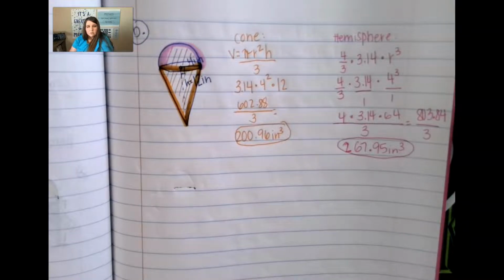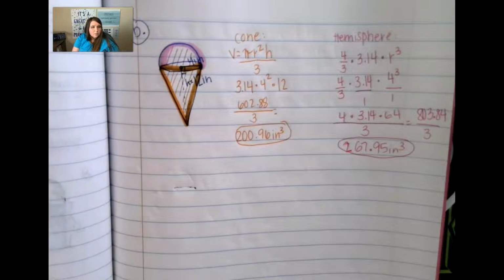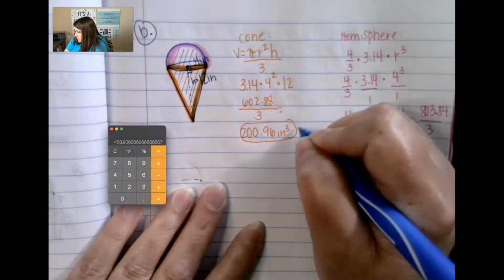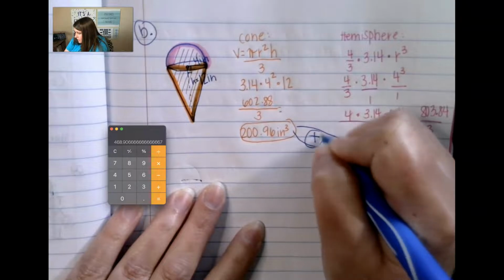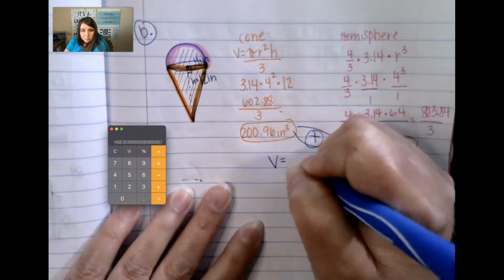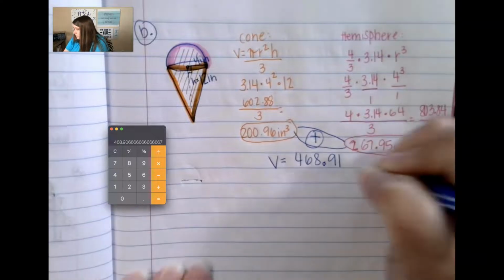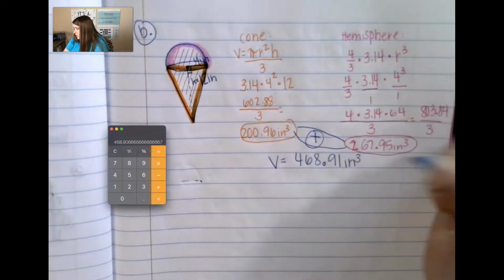Okay, so you can't have an ice cream cone without the ice cream and the cone. So to put them together, we're just going to add the two parts. So we will add that plus 200.96, and that is going to give us 468.91. Okay, so we are going to add those together, and that gives us a grand total for volume of 468.91, and that is inches cubed.